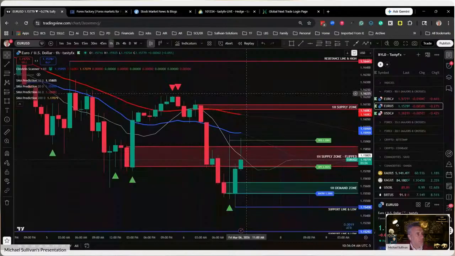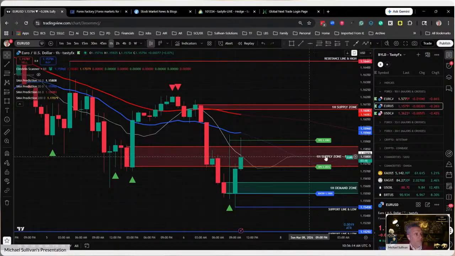Okay, let's go back here. Oh, it's pushing up. Not what I wanted it to do. Right there, it doesn't do what I want. Let's see if it bounces off the 10.